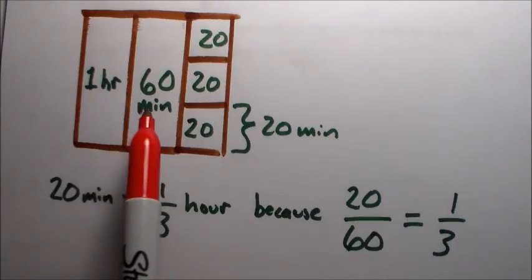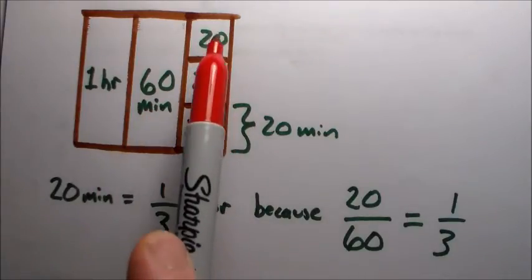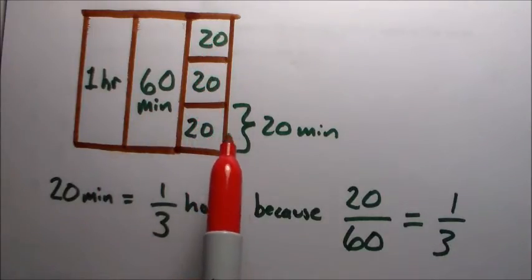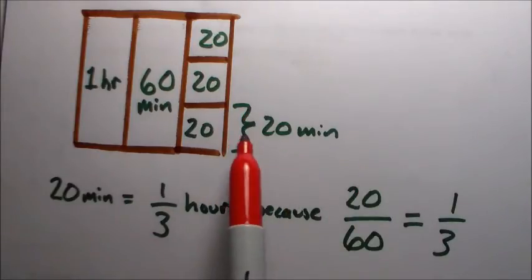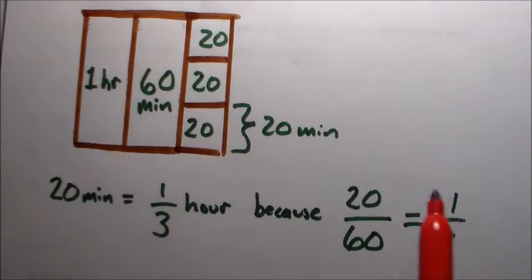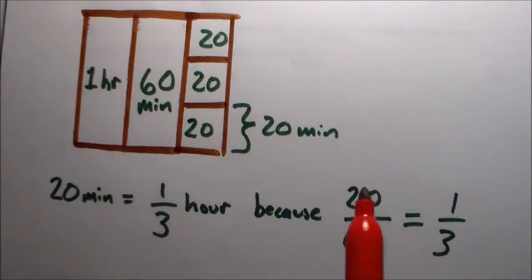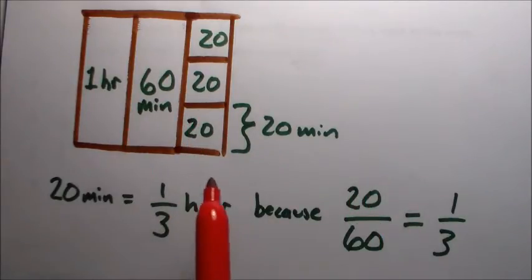1 hour is 60 minutes, and that can be thought of as 20 minutes plus 20 minutes plus 20 minutes. So 20 minutes will be, if you look at it this way, it's easy, 1/3 of an hour, right? There's 3 20-minute blocks in a 60-minute hour.